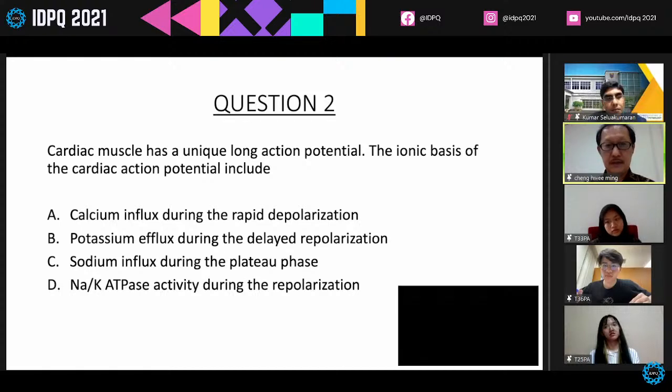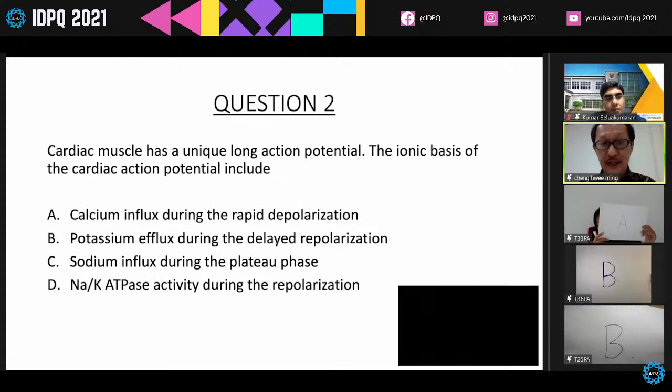Okay, the time is up. The plateau phase, or the delayed repolarization, is actually a balance between the calcium influx and the potassium efflux. So the answer should be B, potassium efflux during the delayed repolarization.